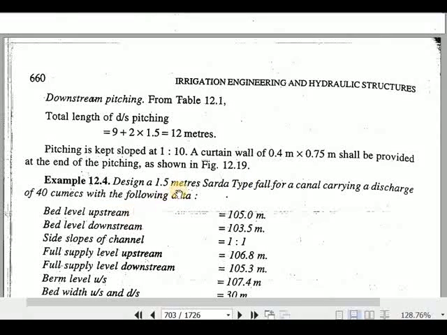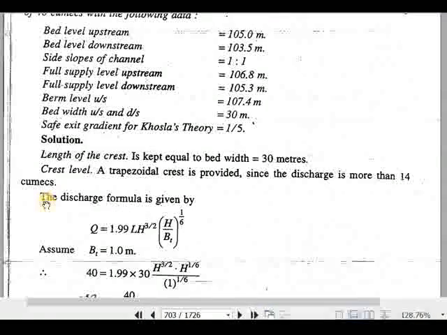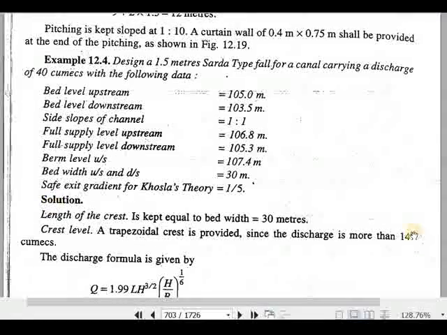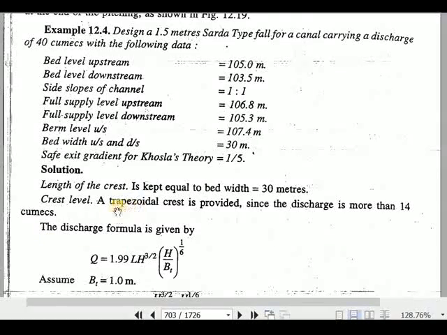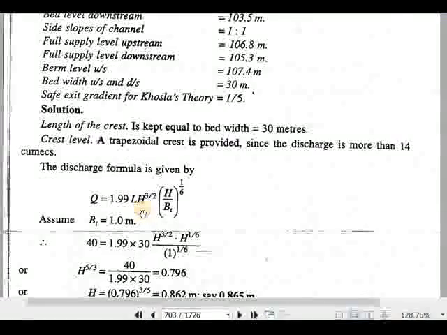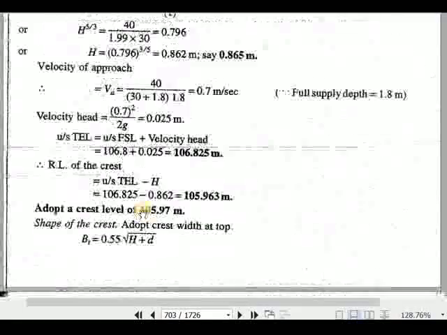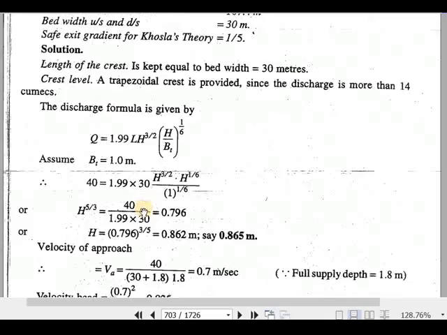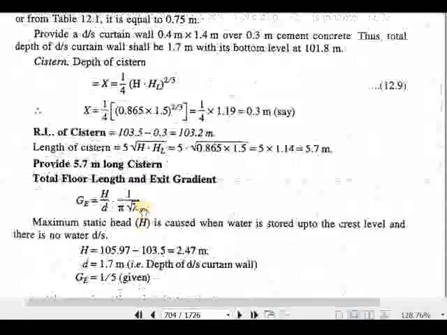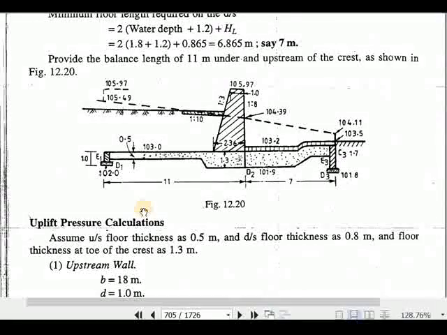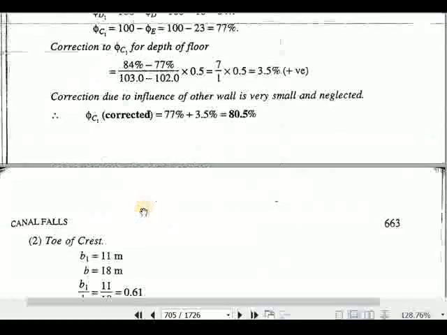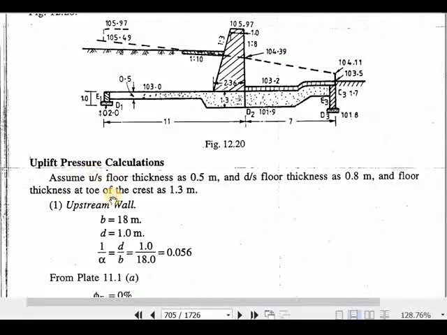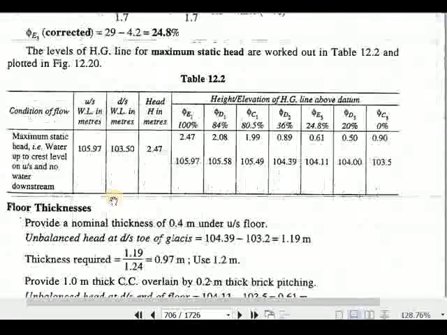So example 12.4, that is also sublime type of fall, which has discharge carrying capacity of more than 40 cubic. So that is more than 14 cubic. You have to use trapezoidal here. So the same equation is used here with help of the same numerical, where uplift pressure is here, its correction is also here.